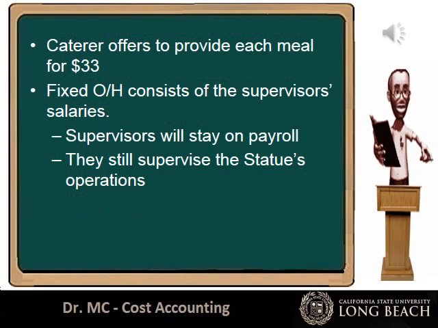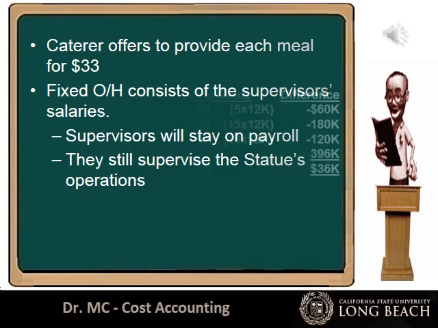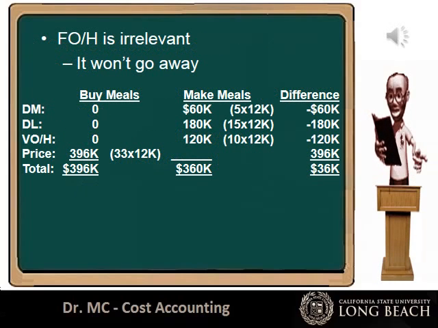A caterer offers to provide the meals served at the restaurant for $33 per meal. The fixed overhead per meal consists of supervisor salaries. These supervisors have other duties at the amusement park and will continue to work at the amusement park if the meals are purchased from the caterer. Thus the fixed costs will not be reduced if the caterer is retained to prepare the restaurant's meals. Because the fixed costs are not relevant, they should be disregarded. The relevant costs are listed in this table and it is cheaper to make the meals rather than to buy them.